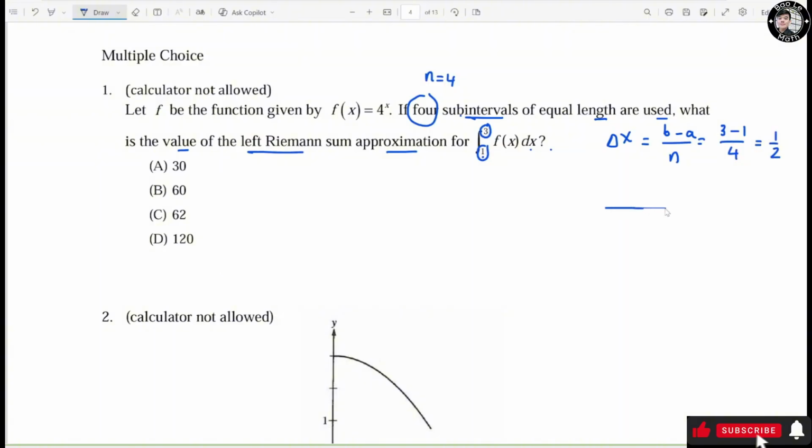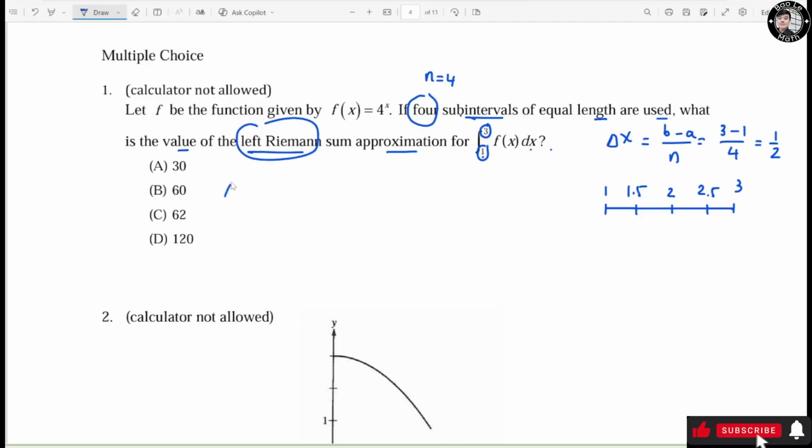So you're going to draw the number line. You start from 1 and you end up at 3. Now we have 4 subintervals, so divide this one in half, and this one in half, and this one in half. So this one is 1.5, this is 2, and this is 2.5. Now we're going to use the left Riemann sum.